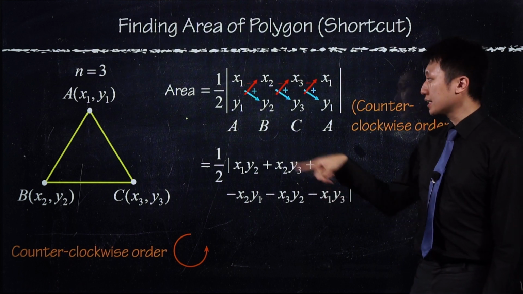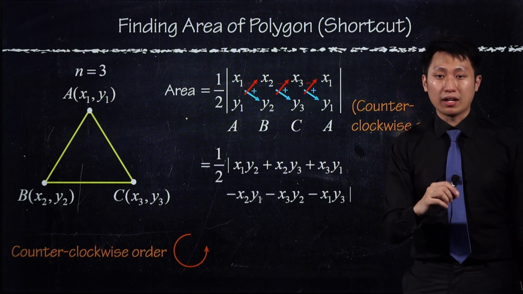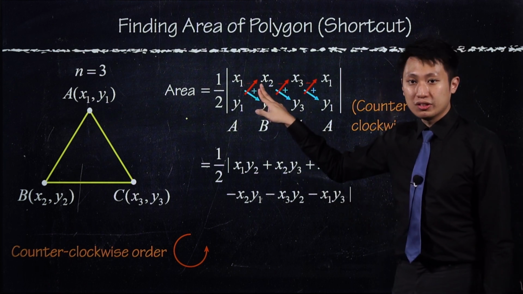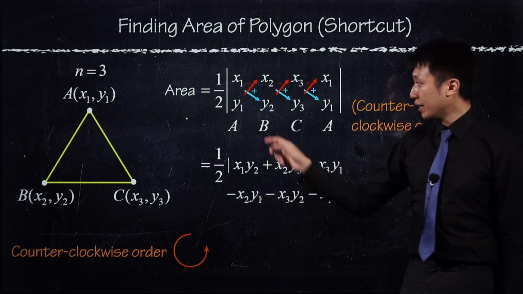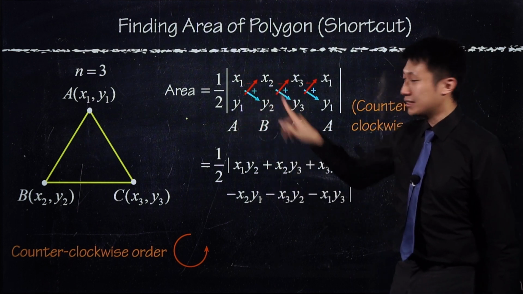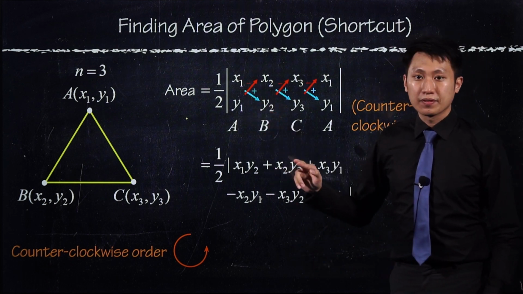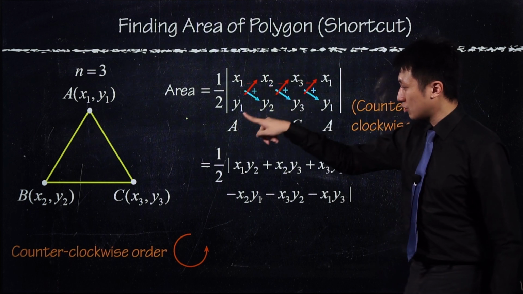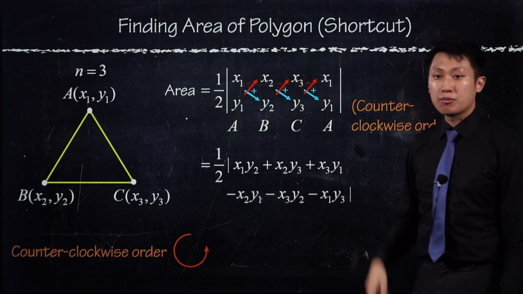Okay, then the other side, the negative, negative, negative 1. The negative or positive means what? Means after you multiply these two, the coefficient is positive or coefficient is negative. Okay, it's not y1 minus x2. It's the coefficient of that multiplication. Okay, so we have minus of x2, y1. Okay, minus x3, y2, and minus x1, y3.